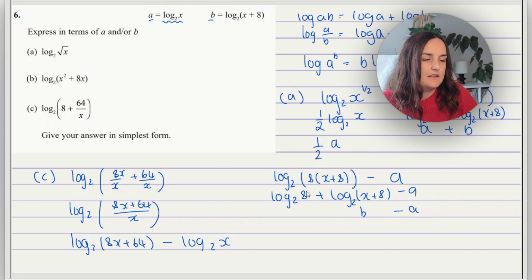Now, log base 2 of 8, you could just type this into your calculator, but you can work this out. 2 to the power of what makes 8? That's the definition of a log. So 2 to the power of 3 makes 8, so the answer to that is 3. The final answer to part C is 3 plus b minus a.